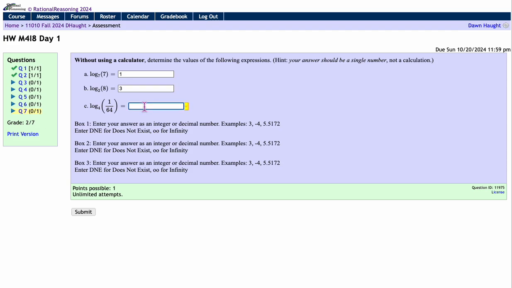And then here, what? Think two steps for this one. What power would I put on a 4 to get 64? That would be 3. But what do we have to do to that power to make it flip? Make it negative 3.